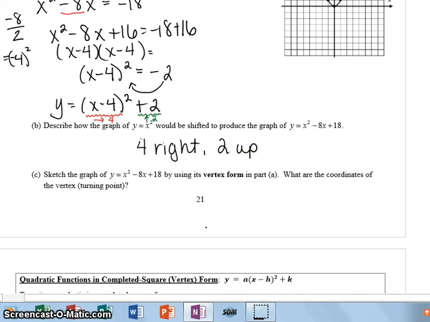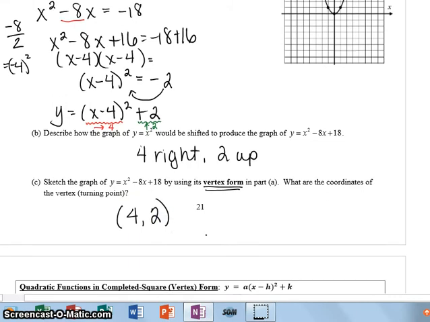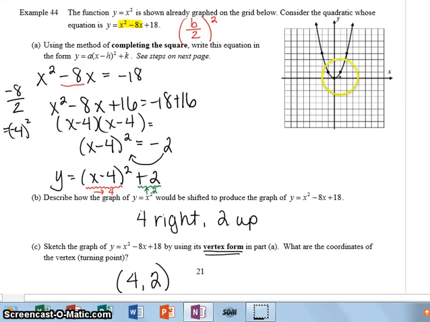Sketch the graph of this. Okay, so now remember, using its vertex form, that's what we just did by completing the square. And watch how nice this is. The vertex is the opposite sign of what's in the parentheses. So it's positive 4, and then the 2 stays as is. So that's my new vertex on my graph. So if I go up here and graph it, I go over 4, up 2. That's my new vertex, or my turning point, on my parabola.